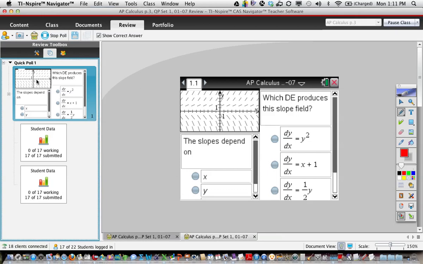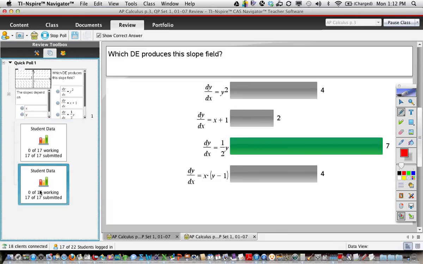When I go vertically, look at this. When I go up and down, the slopes are changing. That's because y is changing. Every time I go up or down, the y changes, the slope changes. So this one depends on y. That tells me my differential equation will just have a y in it. So my choice either has to be A or C. And it turns out the right answer is this one.